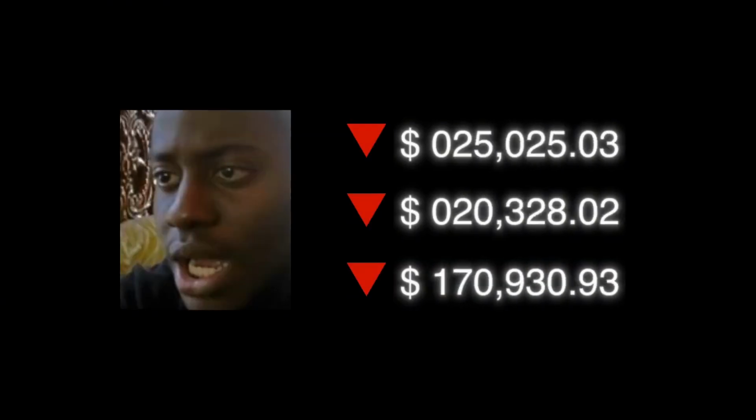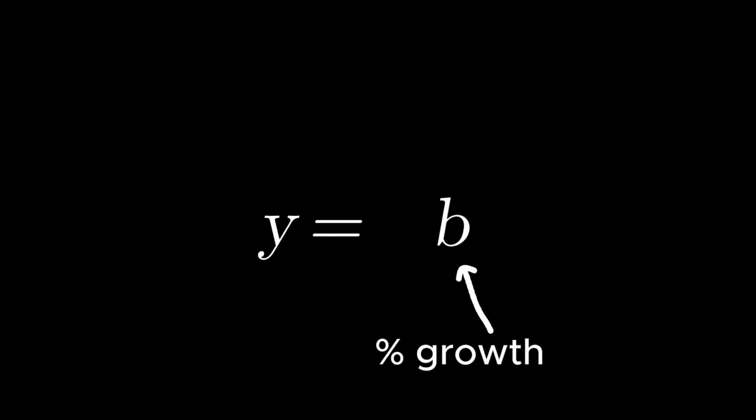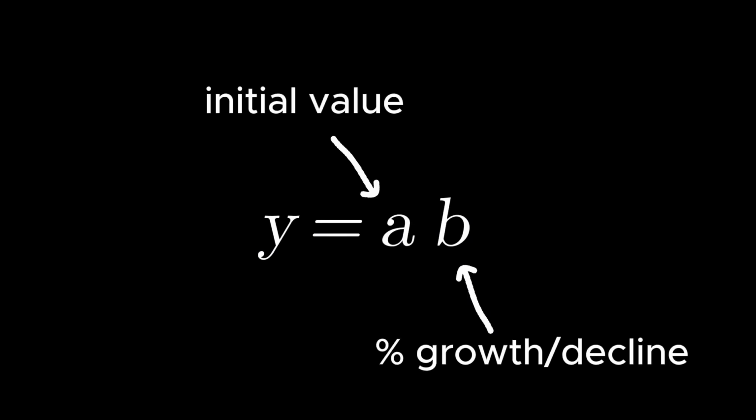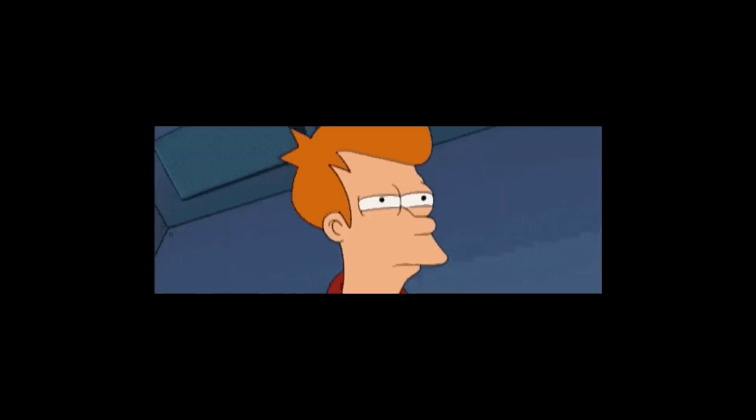They're called exponential equations and tell us how a starting value grows or declines exponentially at a certain rate. The base of the formula tells us the rate of growth or decline. The constant tells us the initial value, and the exponent tells us for how long it grows.